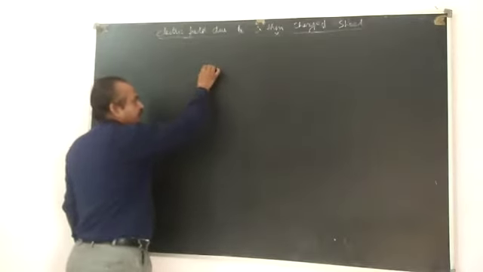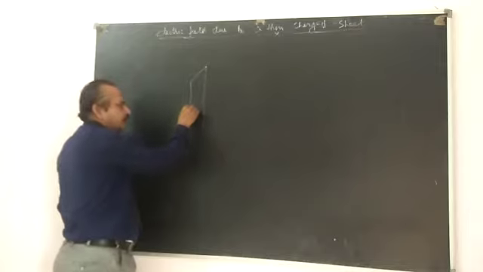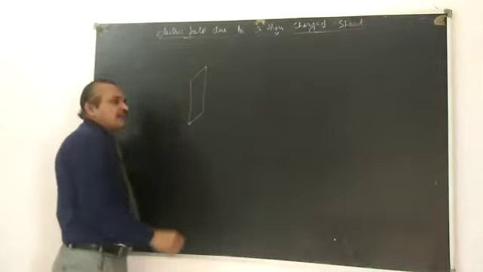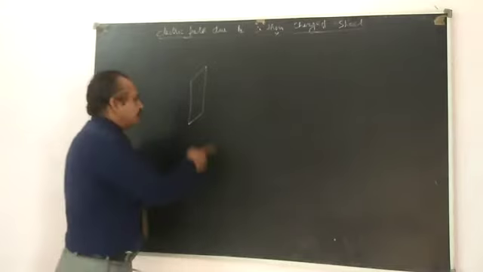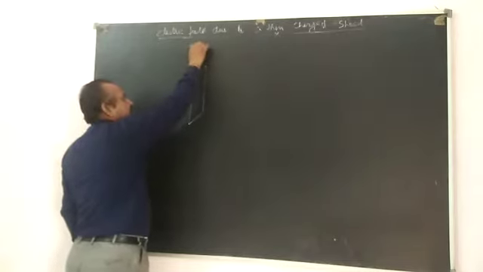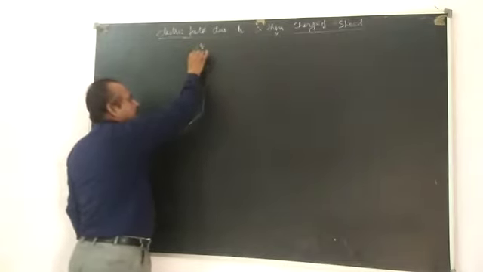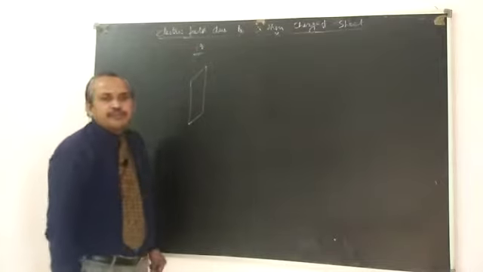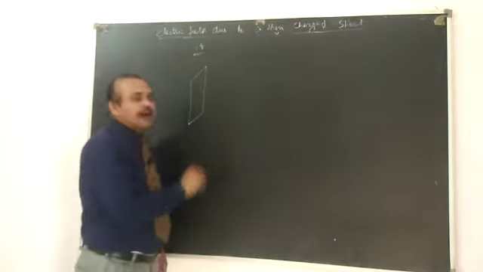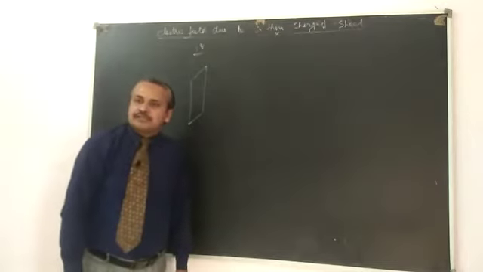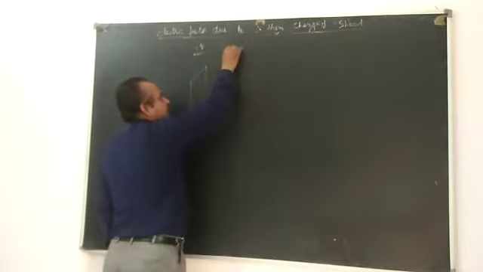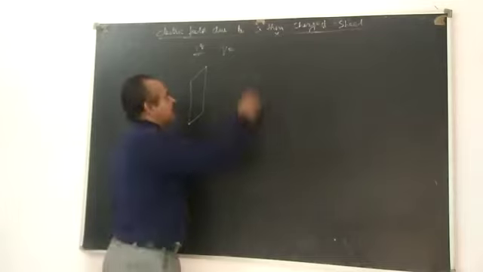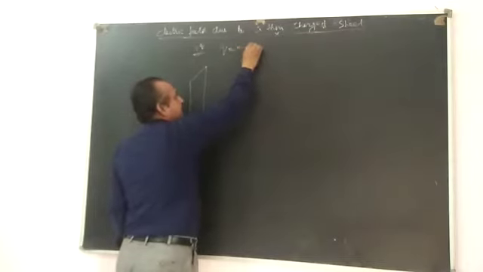Suppose we have a very thin sheet, like aluminium foil or silver foil, or you can say a paper, which is having a charge, let us say plus Q, and whose surface charge density is sigma. So clearly everybody knows what the total charge on the body will be. That will be equal to sigma into S. This is the total charge on the body.